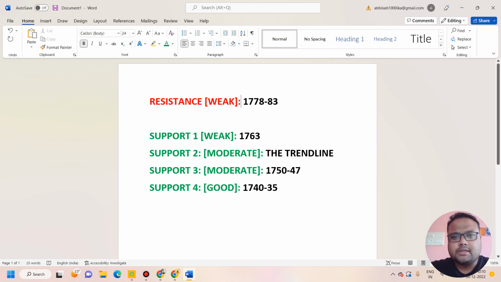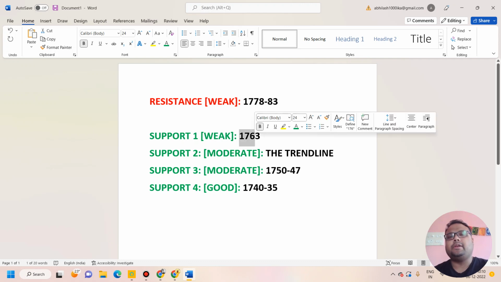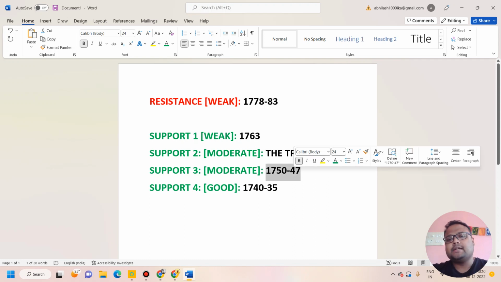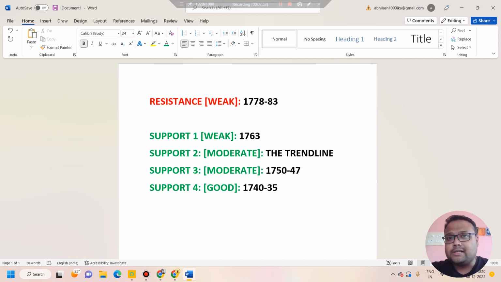Then we have support, first support around 1763 because of Fibonacci 23.6, and to be honest, not a very strong level because market is forming lower highs. Secondly, we have the trend line as support around 1755-56. Observe the market. If you see market taking support and bouncing, then only go for a buy position. And in case DXY tries to regain its position, if it tries to recover, then obviously market will break. Third is 1750 to 47.